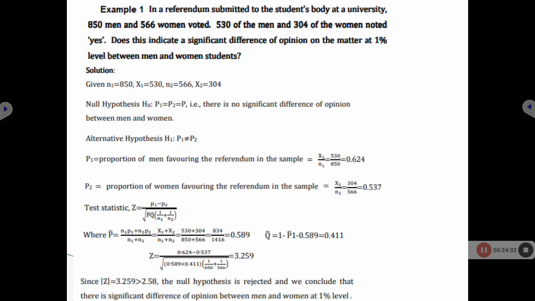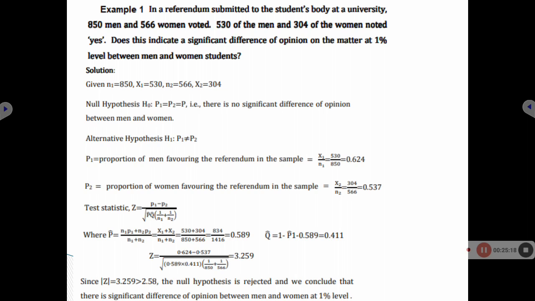Okay, we will see a sum on the difference of proportion. In a referendum submitted to the students' body at a university, 850 men and 566 women voted. 530 of the men and 304 of the women voted yes. Does this indicate a significant difference of opinion on the matter at 1% level between men and women students? Okay, so now they have given our N1 as 850 men, that is the N1 value, and out of that 530 men voted, so X1 is 530 and our N2 is 566 and our X2 is 304.